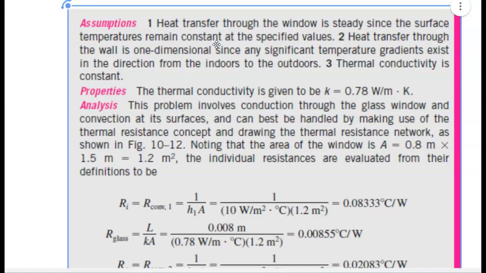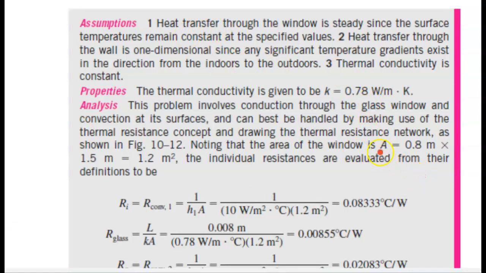Now on one side, the inside, there will be convection, and then inside the glass there will be conduction. So we need to find the R total. First we find the area, which is 0.8 times 1.5, which will give you 1.2 meters squared. Then we need to find the individual resistances. The resistance for the convection is 1 over H1A. Now H1 is 10, and A is 1.2 meters squared. Where did we get the A? We got the A from finding the area, 0.8 times 1.5.